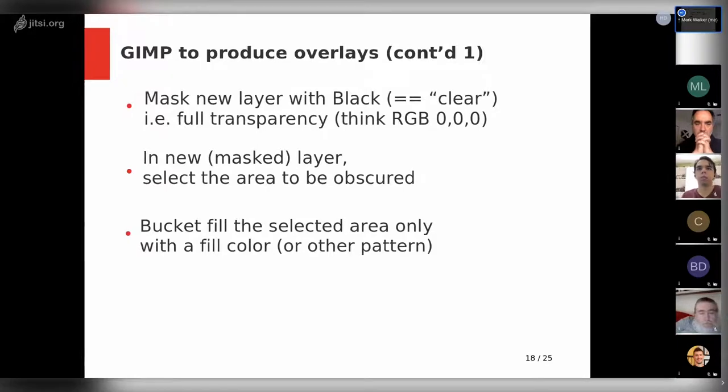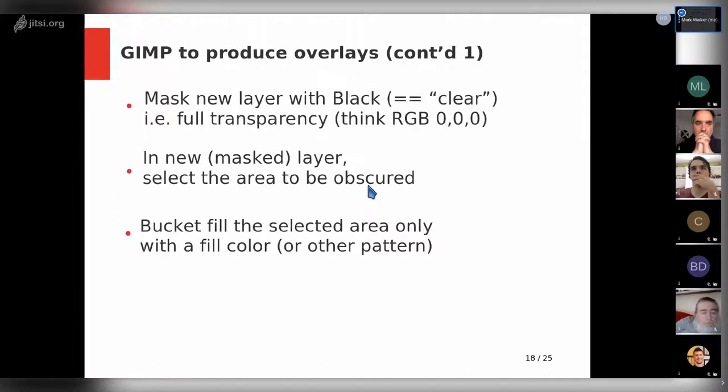The next thing you do on your new layer is blank it out with black, with a mask. And you might ask, why black? I don't want to black it out. Yes, you do, because think of it as similar to red, green, blue, everything zero. That makes it not show up because the value is zero. That's what you want. Inside your new masked layer, you select the area to be obscured.